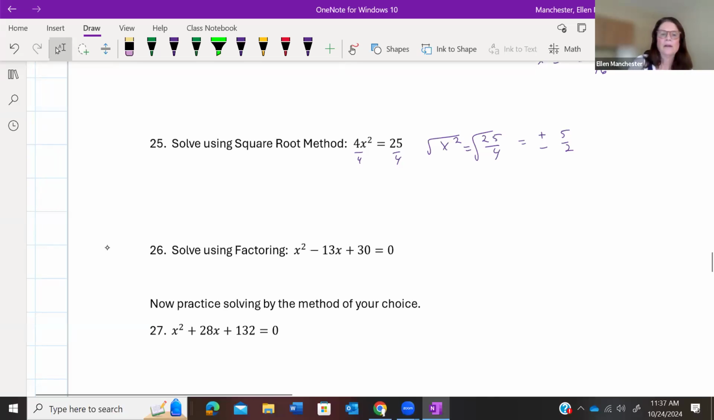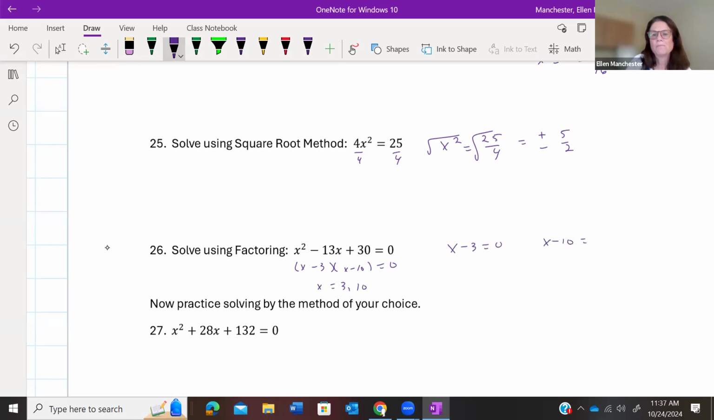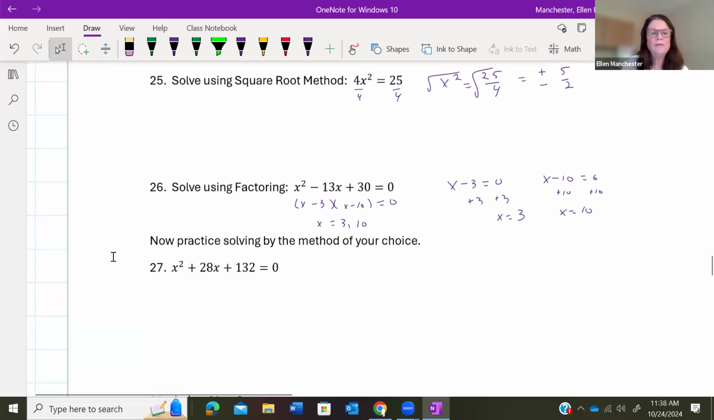Okay. And then factoring. What do you multiply to get 30, add to get 13? It's going to be -3, -10. And so x equals 3 or 10. And factoring just takes practice. That's all it is. And I'm gonna leave these so guys can head out.